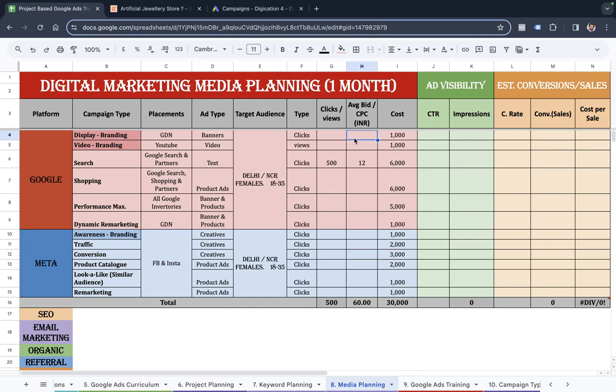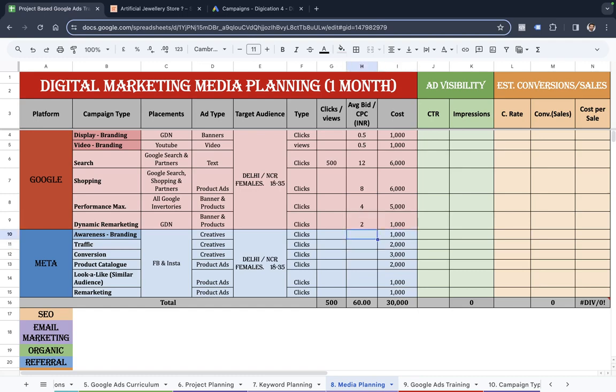Now, what I have seen, or what I know, is that we can easily get a click from display campaign at the cost of 0.50. So we are going with this amount as the average bidding amount for a display campaign. For video campaign, we get a view at the cost of 0.5. Again, this is going to be very similar to what we are getting in display campaign. For shopping, we get a click at the cost of around 8. For performance max, we get at around 4. For dynamic remarketing, this stays around 2 as the average bidding amount.